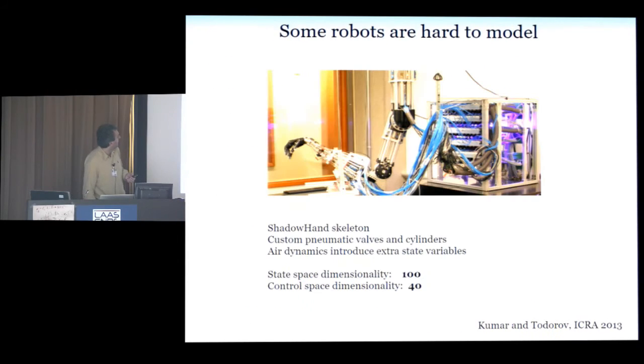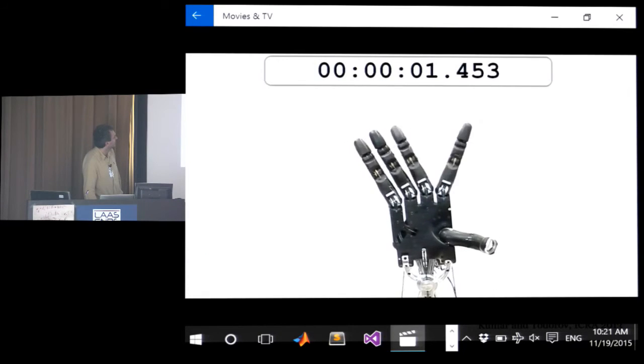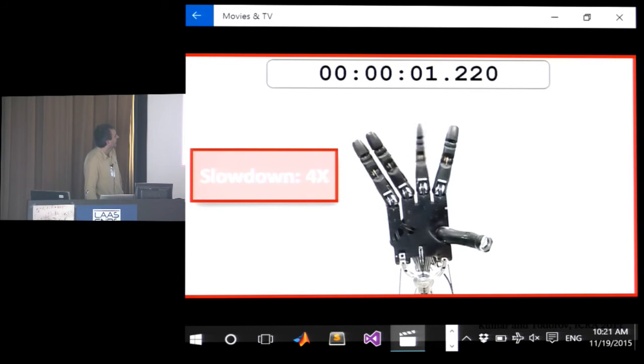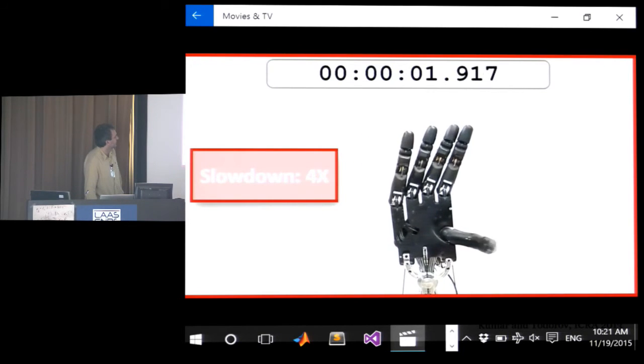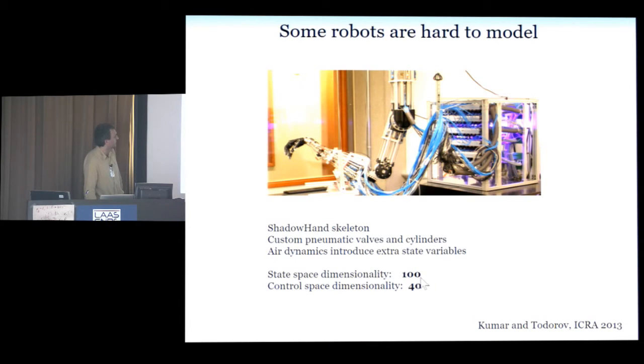And now the very last thing I'll show you is some robots are just really hard to deal with. So here's a Shadow hand that we augmented with really high-end pneumatic valves and whatever. I just want to show you how fast this thing is. So here we're flexing and extending each joint one at a time. Takes 2.4 seconds to do that. Here's 4 times slower. Yeah, almost done. So this is a pretty amazingly capable robot. It's also very complicated. It has a 100-dimensional state space if you consider all the aerodynamics that you added and the fact that you're manipulating an object. And we don't have a good model of it yet.